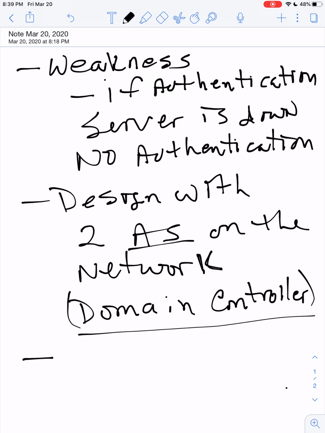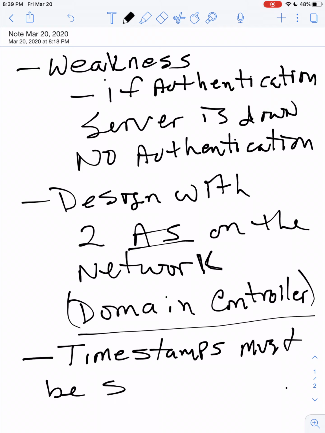The other thing that's really important within Kerberos is timestamps. And these must be in sync. So yeah, Kerberos is a very, very time-oriented protocol. So keep that in mind if you're working with Kerberos. Time is very, very critical to this protocol.